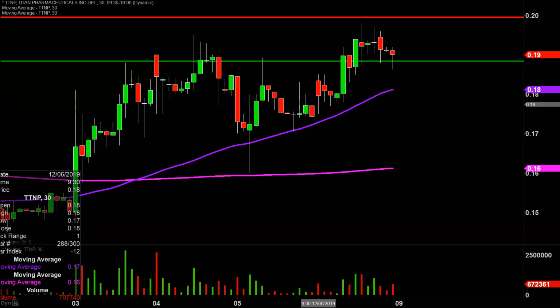Now the question is whether the price can build upon this momentum next week. Let's see what happens.